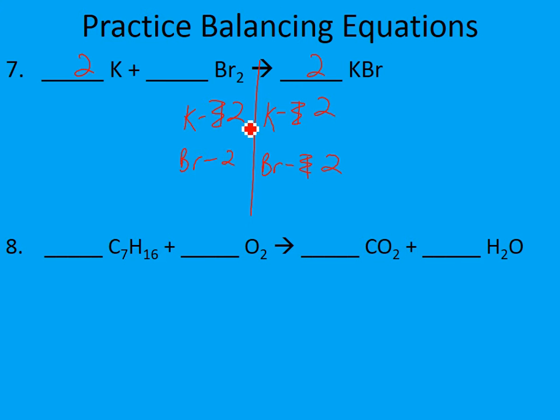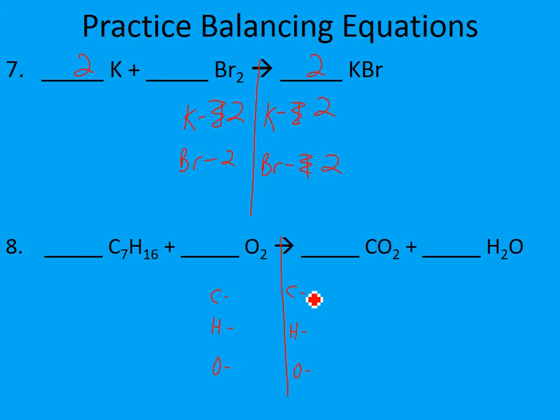This is a combustion of a hydrocarbon. These can be kind of complicated sometimes. So let's go through an example like this. Draw the line down. It looks like we have carbons, hydrogens, and oxygens. Carbon, hydrogens, and oxygens. All right.